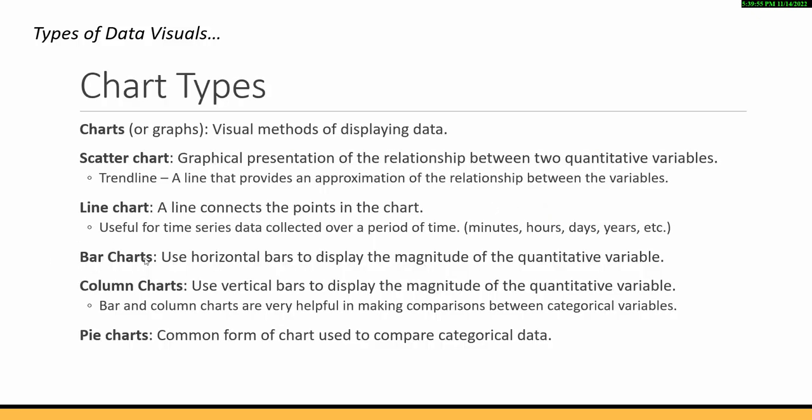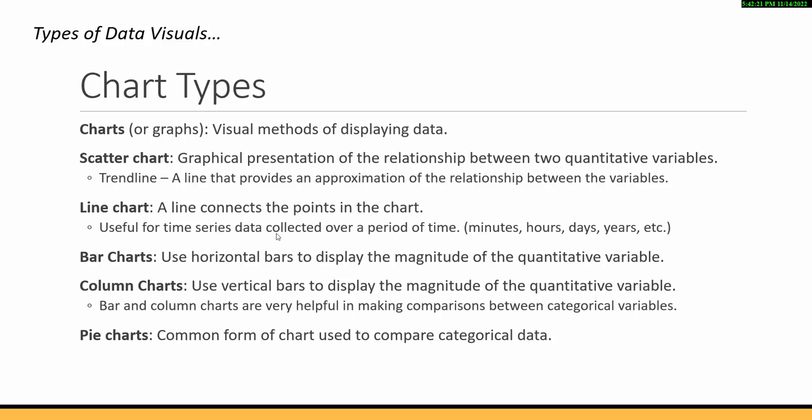Then we have the bar charts. Bar charts use horizontal bars to display the magnitude of the quantitative variable. Instead of a horizontal bar, if we use a vertical bar, then we call it a column chart. So bar and column charts are very helpful in making comparisons between categorical variables. And if you have multiple categories, if you place them as a bar chart or column chart, just by looking at the height or length of the bars, we can visually do those comparisons very quickly.